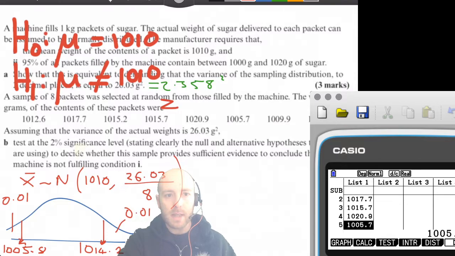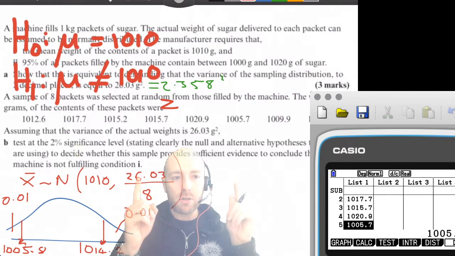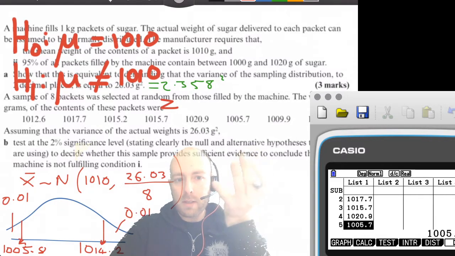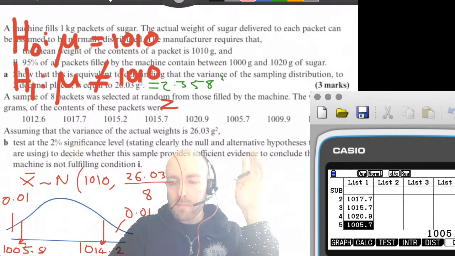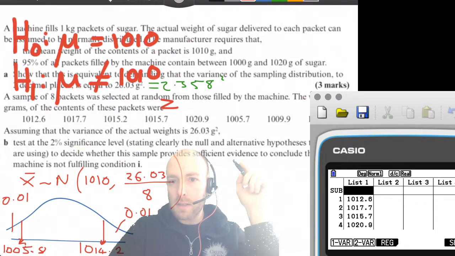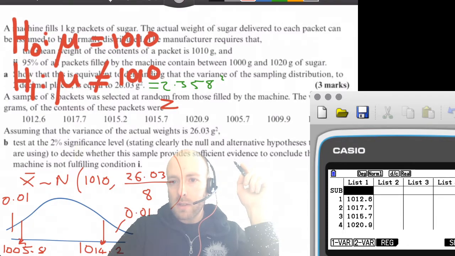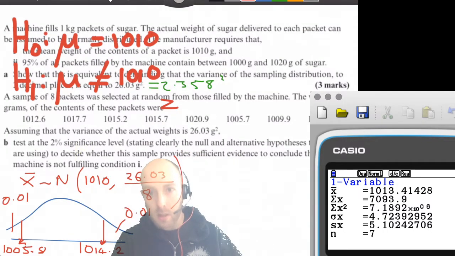Okay, so we're going to try and do a test at the 2% level. We've got our critical regions. We need to find our test statistic. So we're going to put the data into the calculator like I've already done here, and use this to calculate what the mean is. So if we go to calc, make sure it's set up right. We go to setup, make sure the frequency is 1 for list 1, and hit 1-var, which will find us the mean. So the mean here, x bar, is 1013.4.